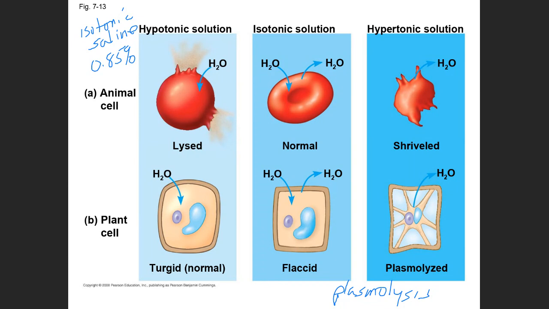So this is what happens when you put different cells into these different kinds of solutions. What's perfect for a plant cell, which is fresh water, will kill an animal cell. What is not great for the plant cell, an isotonic solution, is perfect for an animal cell. And then a hypertonic solution with a lot of solutes, usually salt, but also sugar, is bad for both plant and animal cells.